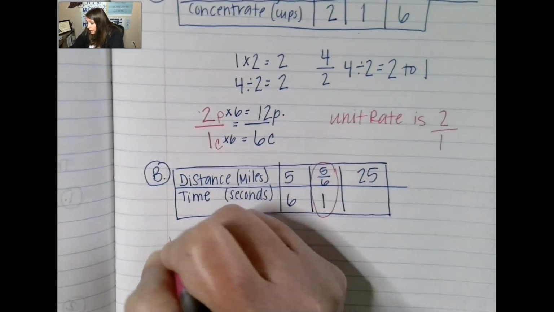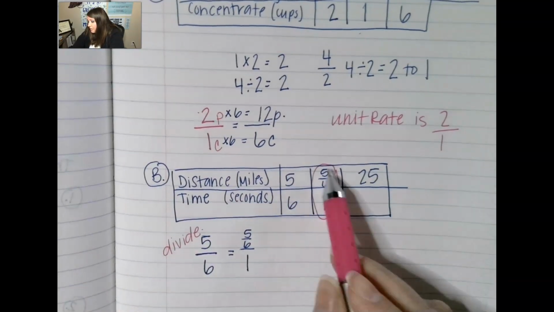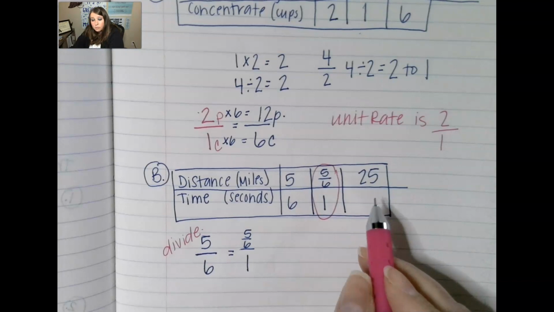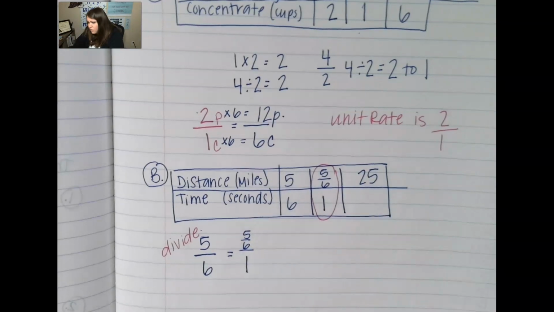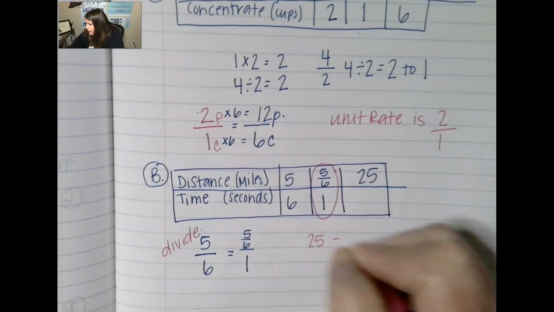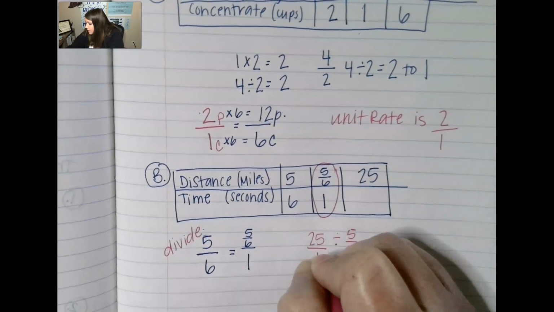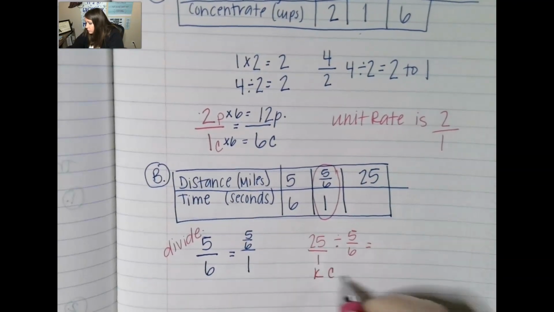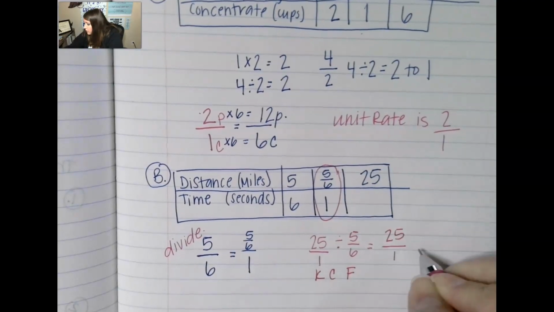So I just divide. My second step now is going to be to take this unit rate and multiply or divide to figure out what the time is. So how do I get from 5/6 to 25? Well, let's do 25 divided by 5 over 6, and that's going to give me, keep change flip. So I now have 25 over 1 times 6 over 5.